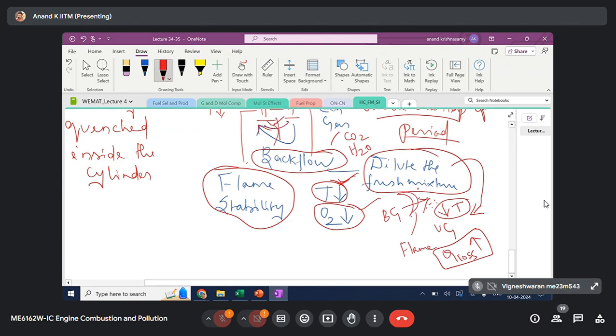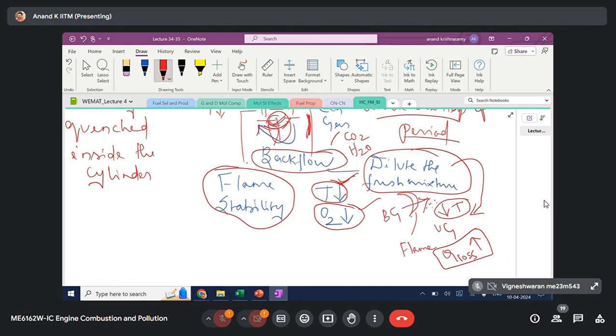We talked about flame wall quenching, that is happening around the boundary. Near the wall, the flame will get quenched. So the mixture that prevails around the wall region is unburned. This is what is happening with the flame wall quenching. But what we are talking about now is bulk quenching. Bulk quenching means the flame is getting quenched in the core combustion region.